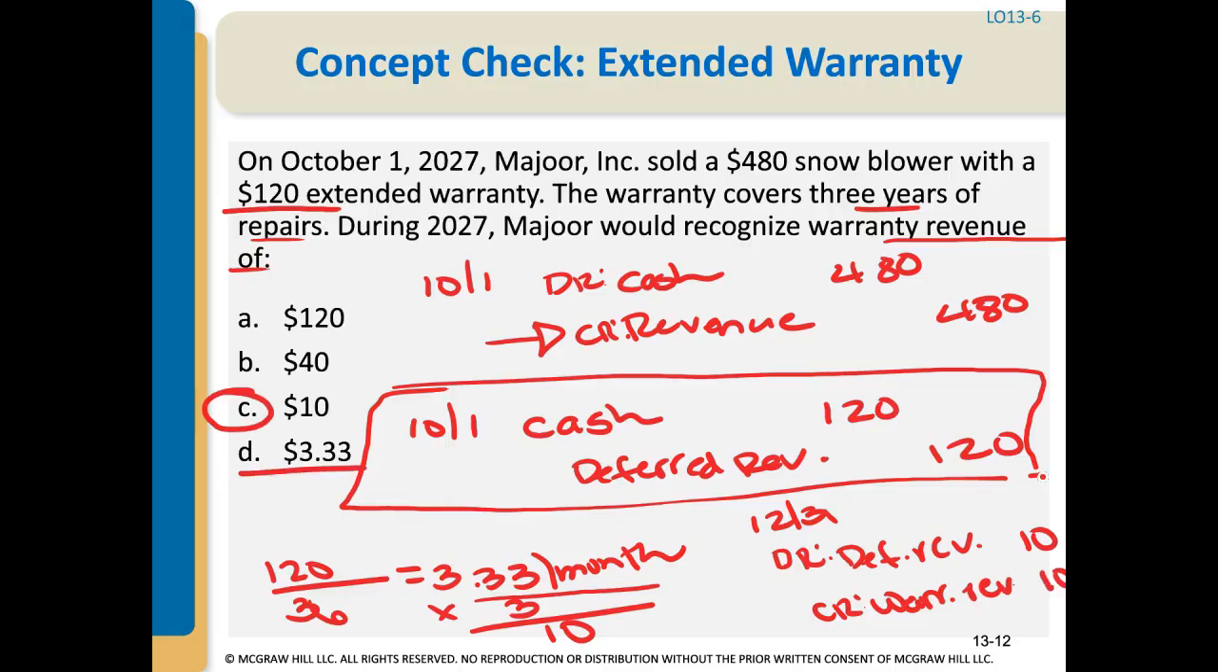You see how it gives you $3.33? That's just for 1 month. You have to multiply that for the 3 months. And there we go.